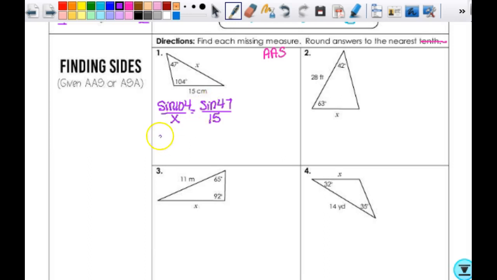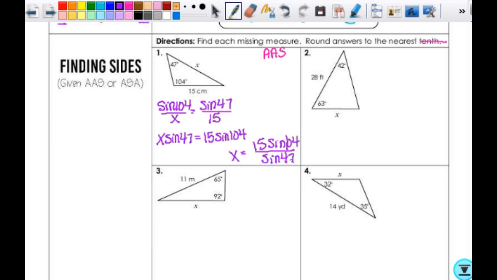Then when I cross multiply, I'm going to multiply x times the sine of 47, and that would be equal to 15 times the sine of 104. Then I want to solve for x, so I'm going to divide both sides by the sine of 47. So x is equal to 15 times the sine of 104, divided by the sine of 47.